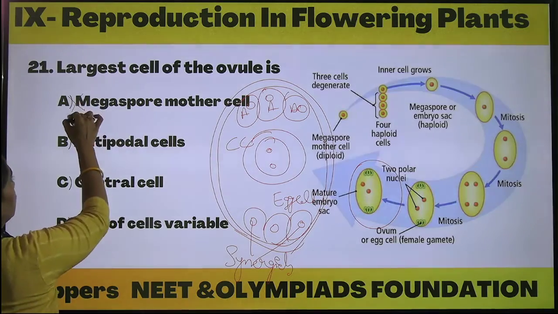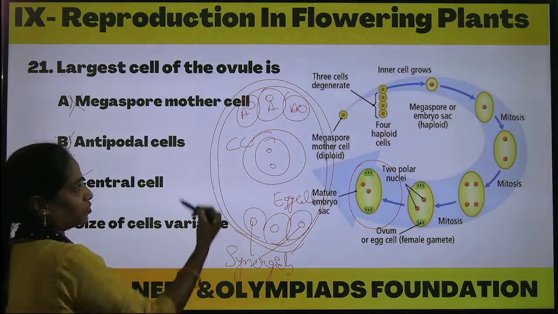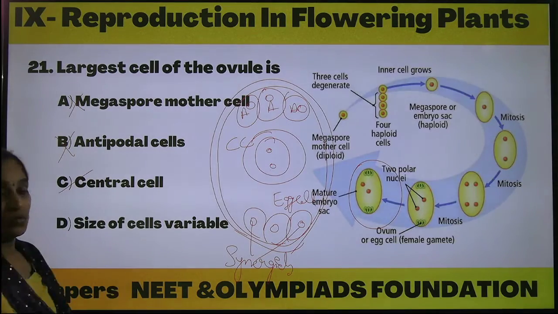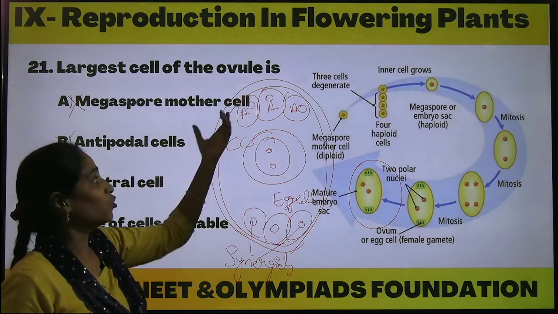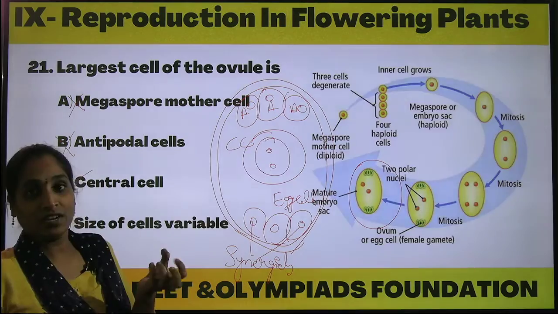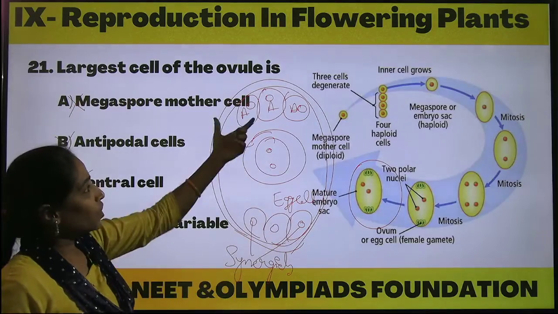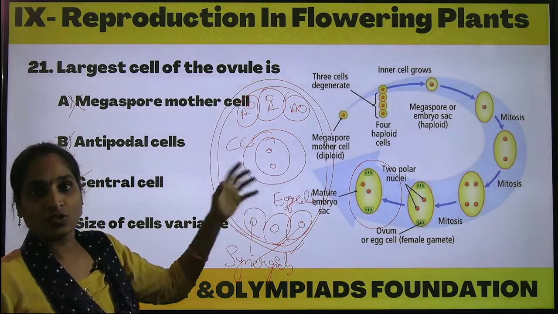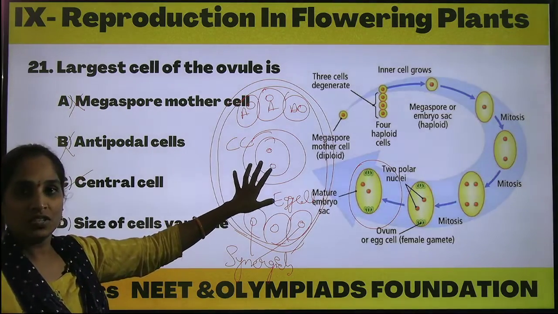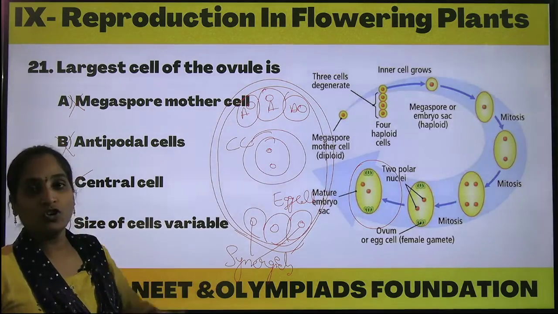Megaspore mother cell is wrong. Antipodal cells are also wrong. Central cell, as we discussed, option C is the correct one. And option D, size of cell variable. The size of a cell might be variable, but out of all these cells, which one do we need to opt for: the egg cell, the synergids, the antipodals or the central cell? We need to consider the extra nucleus present inside the central cell, so it must be considered the largest cell in the embryo sac.